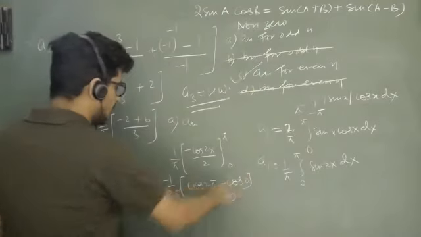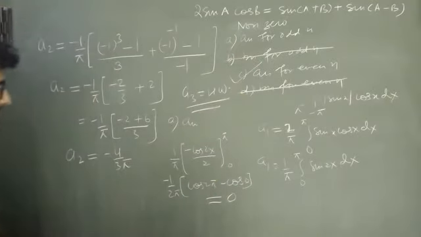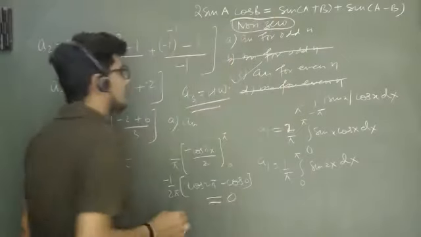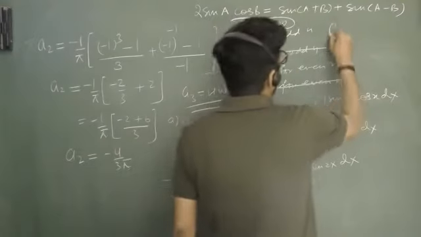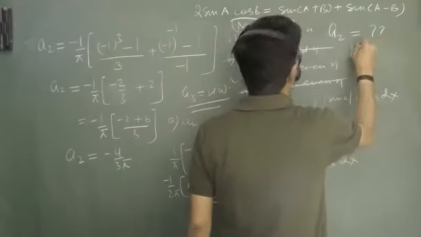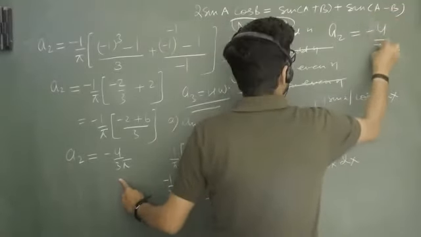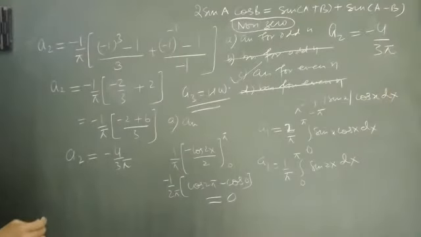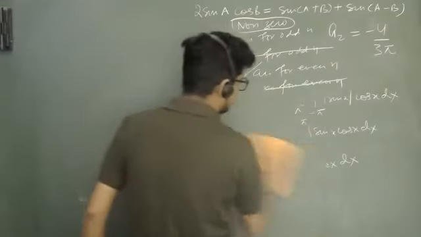Here a1 is going to be 0. So that means odd terms of an are going to be 0. So what will survive? Non-zero means which will survive? Even will survive. That means a2 will survive. So a2 is homework, or I have calculated already a2, minus 4 by 3 pi. So it has survived, no? Very good. So this was a very nice question. I hope that you all understood this.